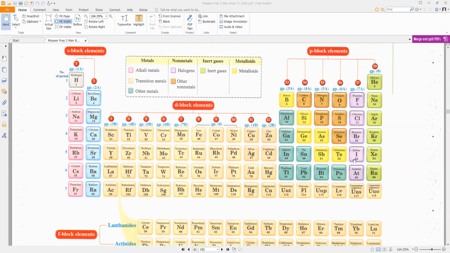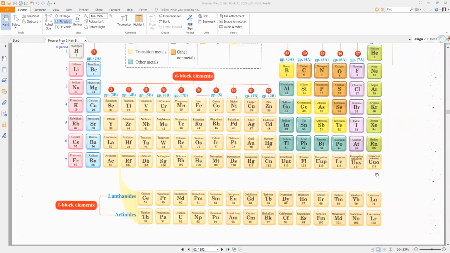The purple color here is halogen. So 7A or group 17 is called halogen, which we will study. The pink color is alkali metal, group 1A, that we will study in this lesson. And the green color is a noble gas or zero group that we will also study. So the three groups that we study in this lesson: the pink color alkali metal 1A, the purple color 7A or 17 halogen, and the green color is the noble or inert gas, group 0 or 18.